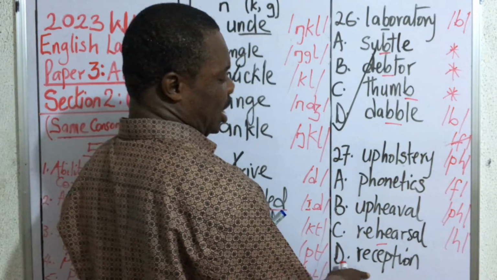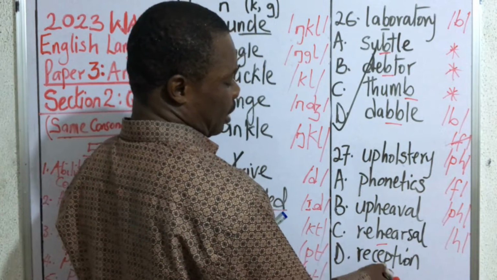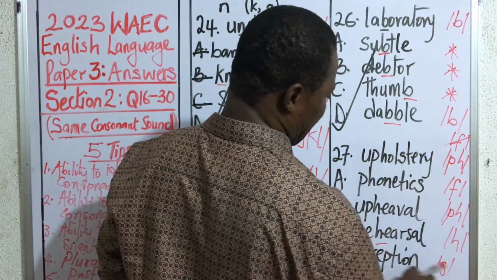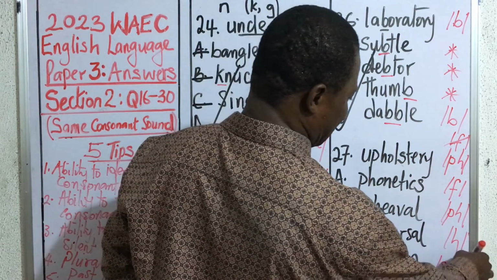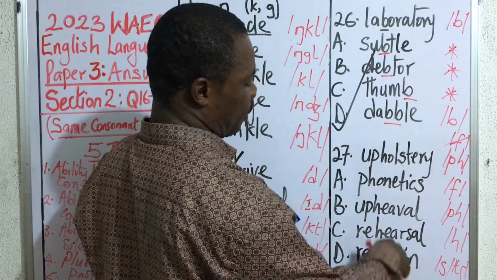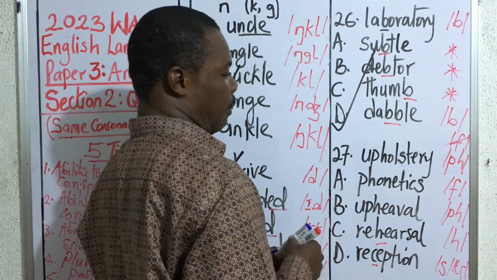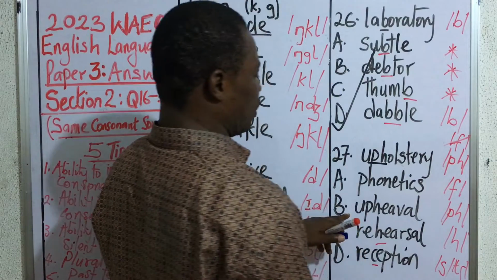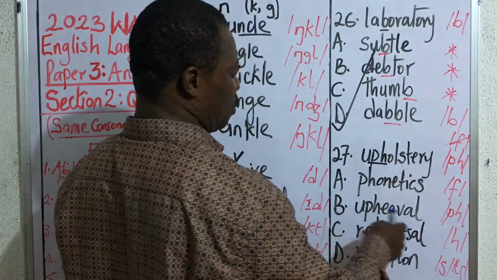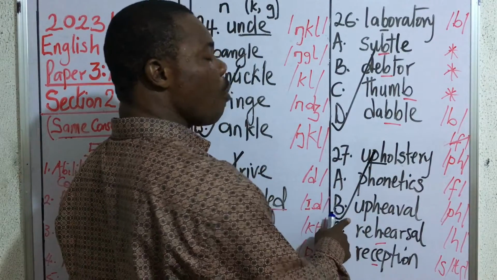And then you have reception. The C here will be maintained as what? As S. And then the T here will be maintained as SH. So there's nowhere in this word that you are going to have a production of P, H, or F. At the end of the day, you will discover that the only option that has PH in this pronunciation is upheaval.